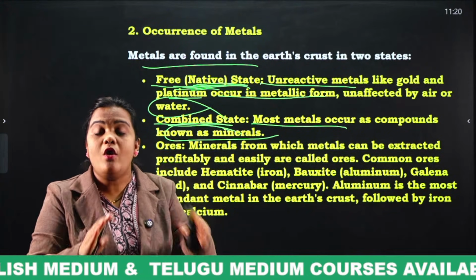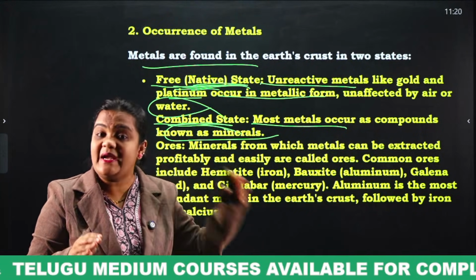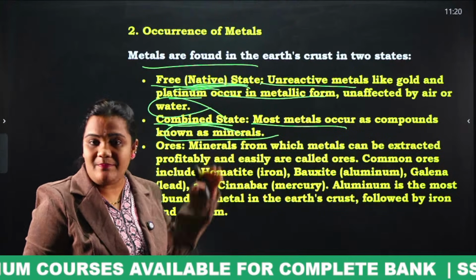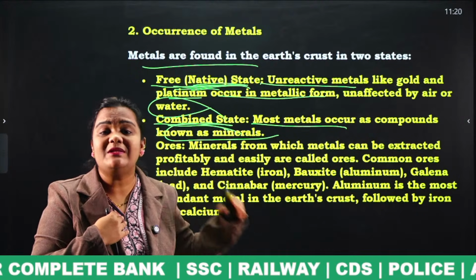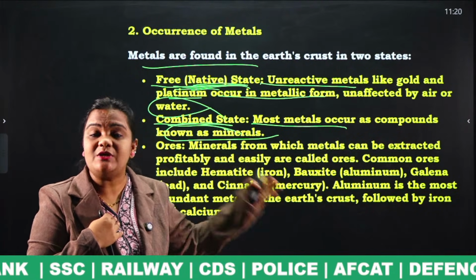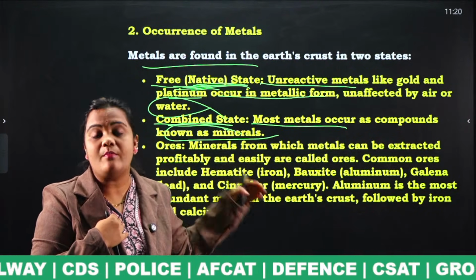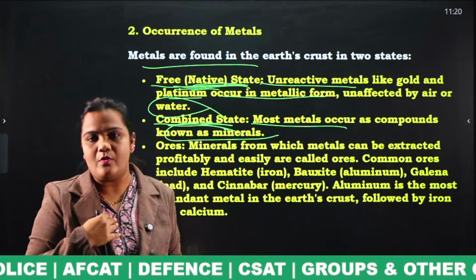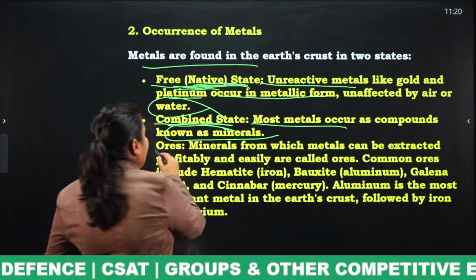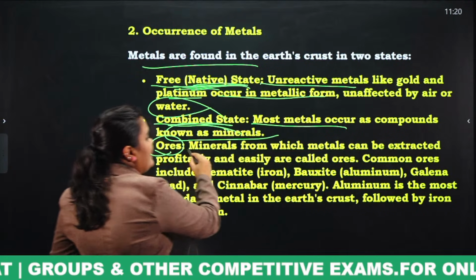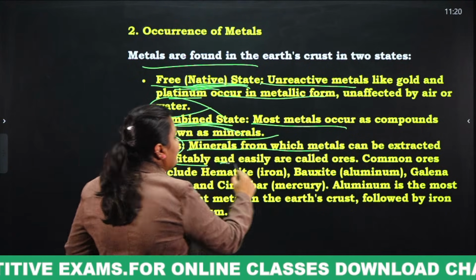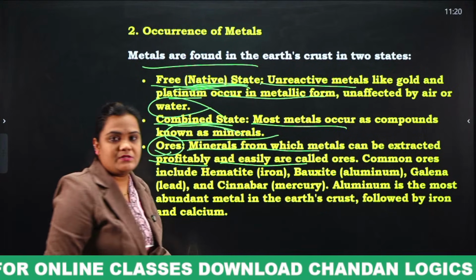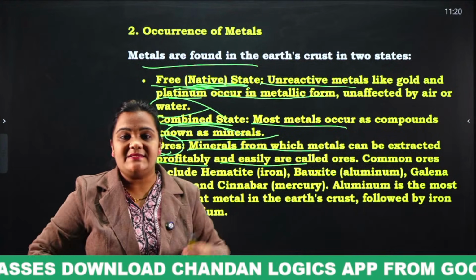Okay, the only metals which we get in free and native states are gold and platinum, and except these two, all other metals we will get in the form of either minerals or compounds. For example, what do you mean by ore, students? Minerals from which metals can be extracted profitably and easily are called ores. Do you understand what I said?